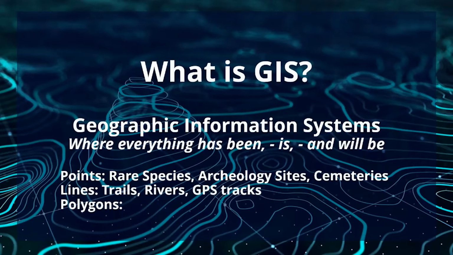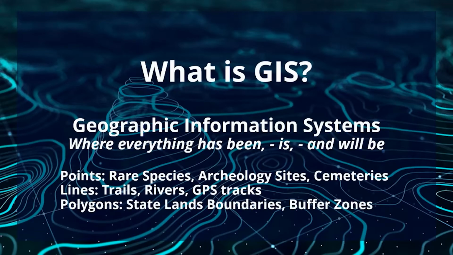Lines can be our trails that we've collected and have in our parks, or rivers and creeks. They could be GPS tracks that you have taken while out in the field. And lastly, polygons are the shapes, they are the areas. They can be our state land boundaries, or they could be buffer zones. Say we wanted to show an area around an endangered or rare species, but not show exactly where that point is. We create a buffer zone around that.